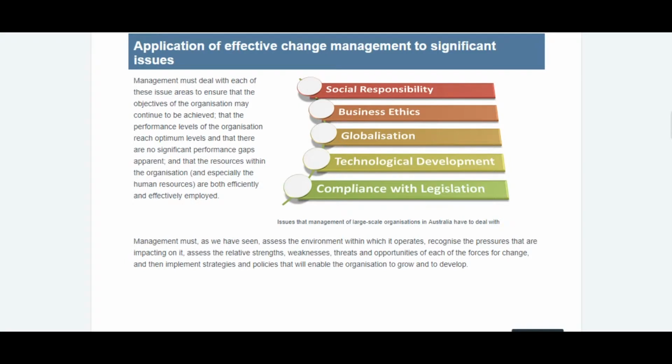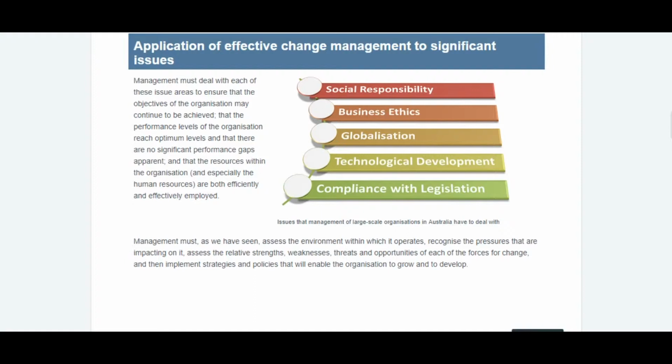Hello friends, today we are going to discuss the application of effective change management to significant issues. Management must deal with each of these issue areas to ensure that the objectives of the organization may continue to be achieved, that the performance level of the organization reaches optimum levels, that there are no significant performance gaps apparent, and that the resources within the organization, especially the human resources, are both efficiently and effectively employed.